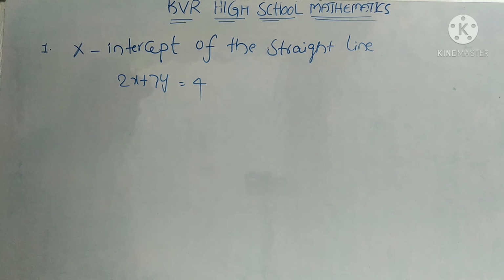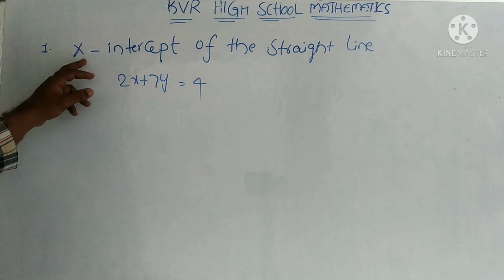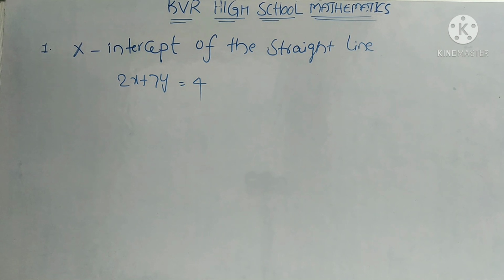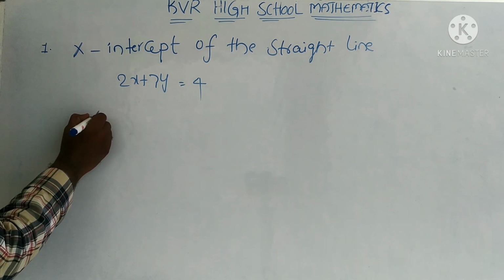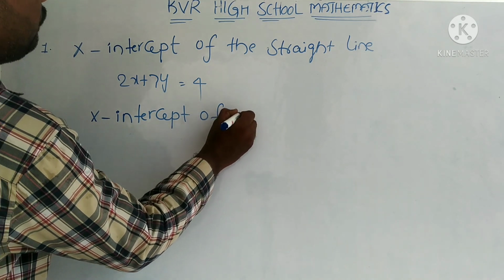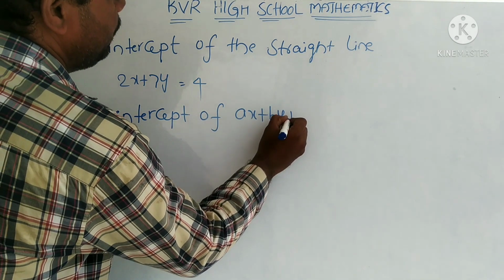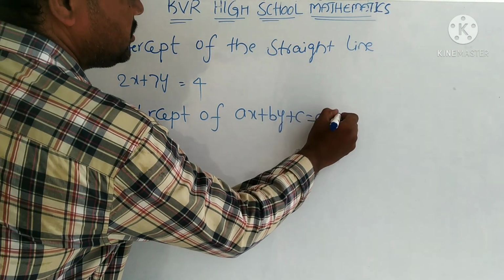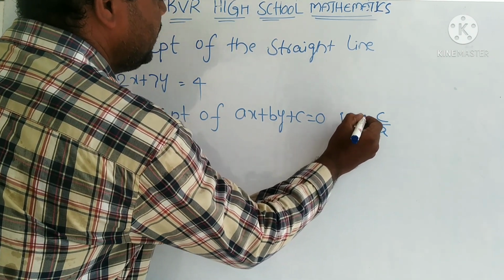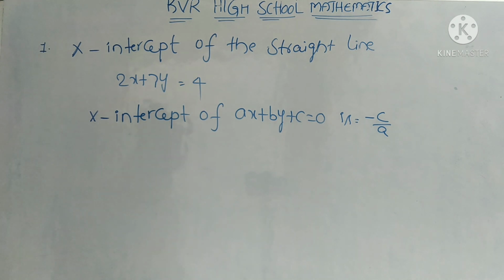Okay, first question. Find the x intercept of the straight line 2x + 7y = 4. To find the x intercept, here we have a formula. The x intercept of ax plus by plus c equals to 0 is, direct formula, minus c by a. Okay, formula is minus c by a.